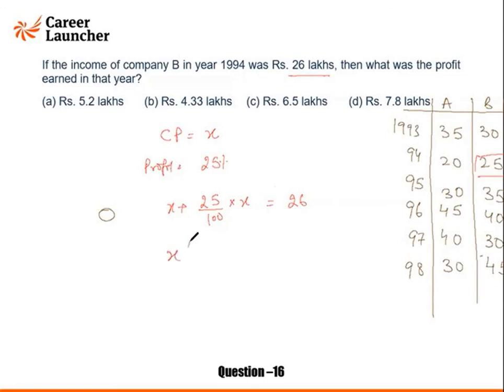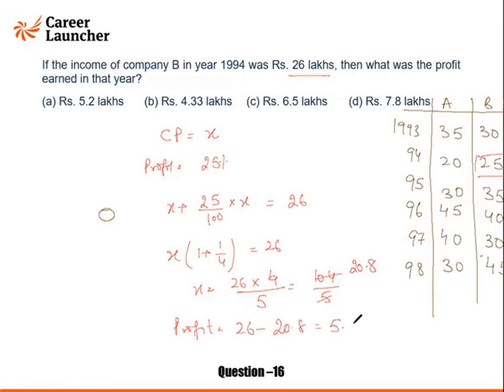Let's solve it. X into 1 plus 1 by 4, since 25 by 100 is 1 by 4, equals 26. X will turn out to be 26 into 4 by 5. This side is 5 by 4, so on the other side it will be 4 by 5. That means this is 104 by 5. If you solve this, it will be 20.8. This is your cost price, X. What you need to find is the profit. Profit will be 26 minus 20.8, which is 5.2. This will be your answer. I hope it's clear. Let's move to question number 17.